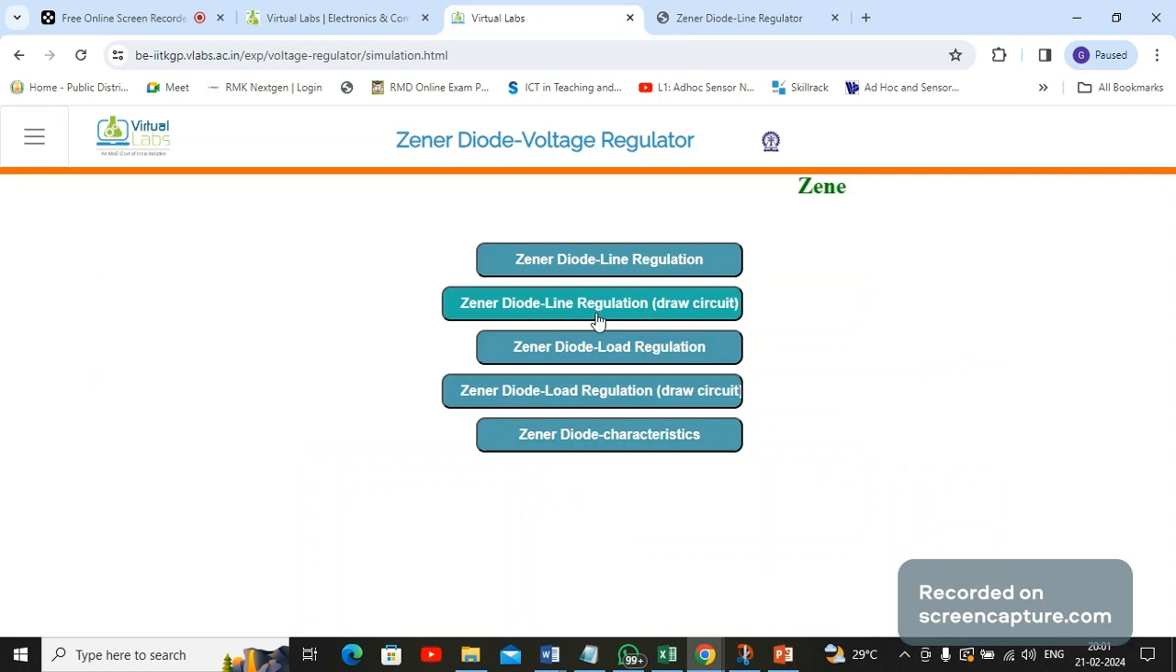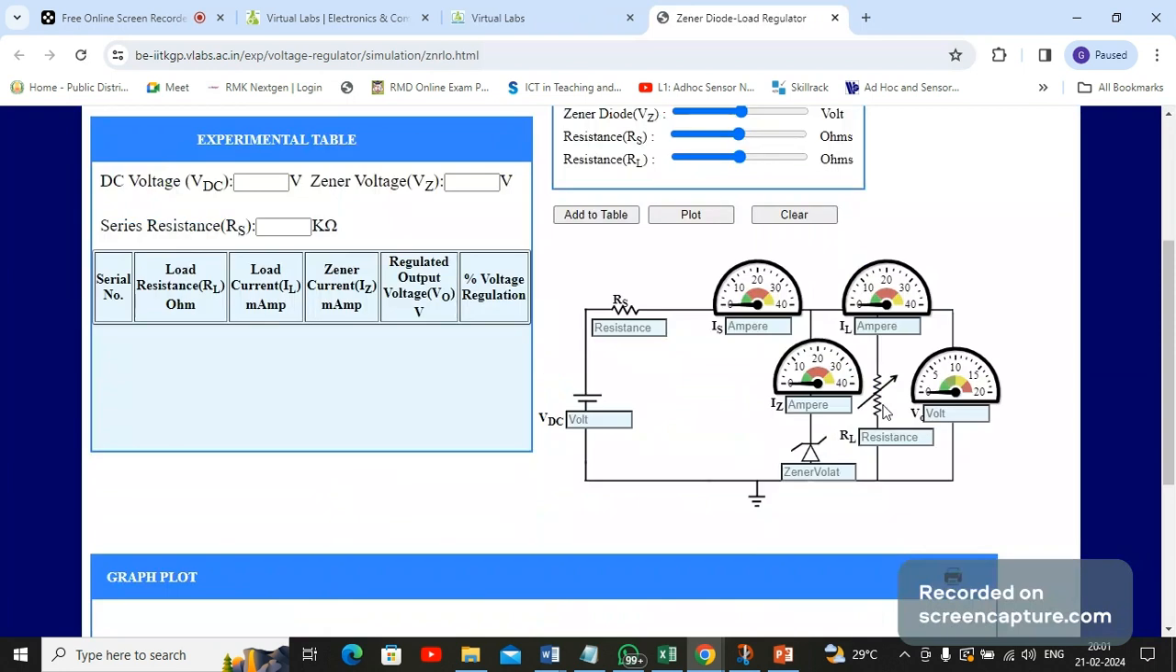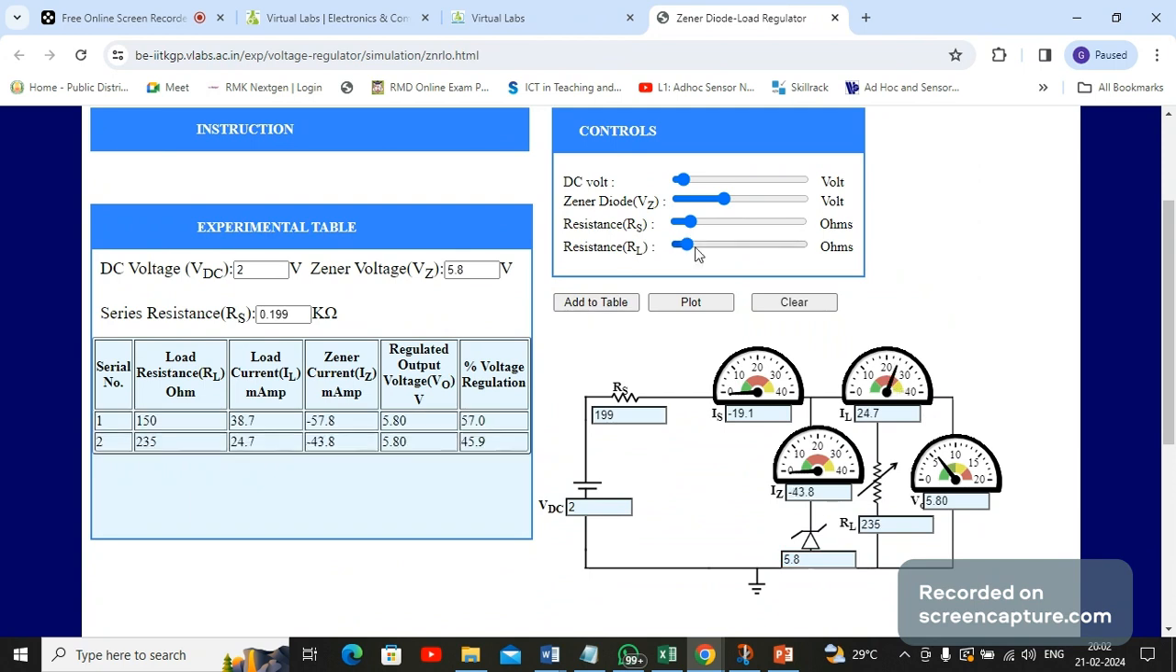Now I am coming back to the Zener diode load regulation. Same circuit. Here I am going to vary the load resistance. Initially, I vary the Zener voltage and let it be at nearly 5.8 volt. Keeping the DC voltage at 2 volt, and the source resistance at nearly 199 ohm, I'm just going to vary the load resistance. Varying the load resistance, we are going to tabulate the readings.